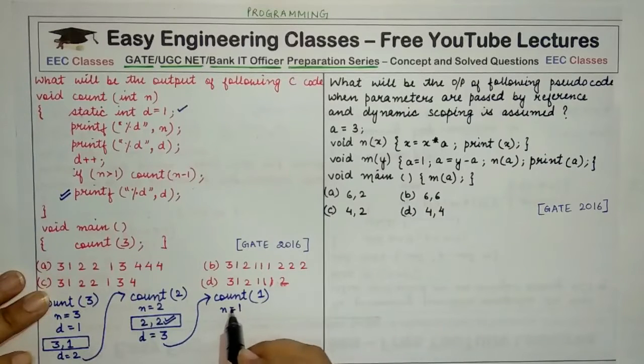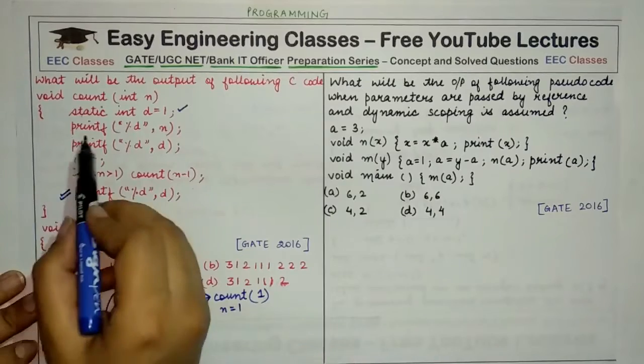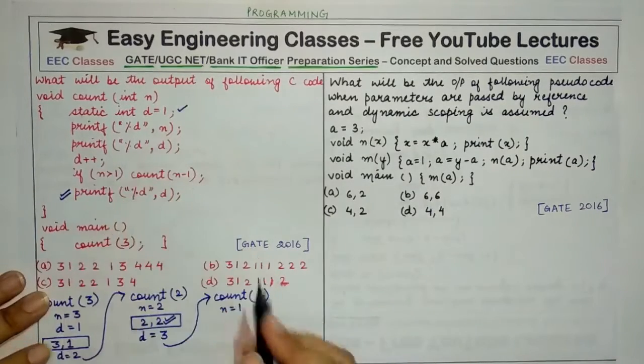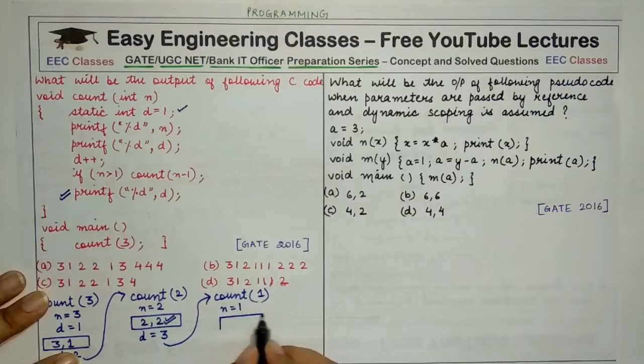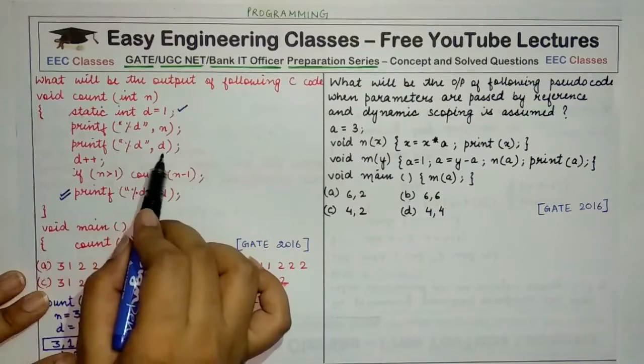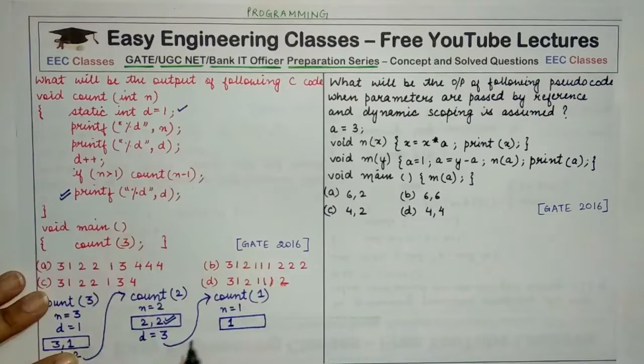Now we are on the third call of count. Count of 1 means that we'll again directly print n. n is 1. So what would be printed? 1 would be printed, and the value of d, the last updated value of d was 3. So 3 would be printed here. Okay. Now afterwards d is again incremented and the value of d comes out to be 4.